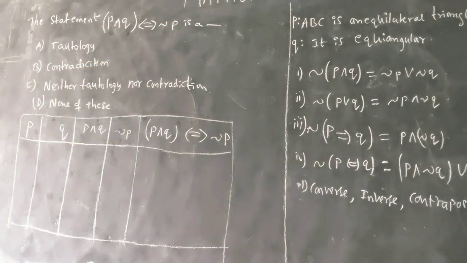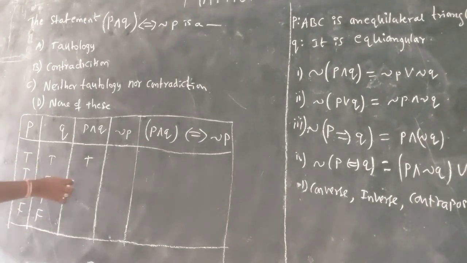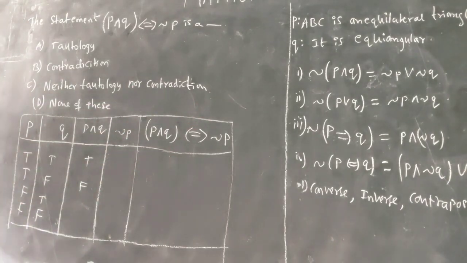Now we write the two columns: T, T, F, F and T, F, T, F. Then P and Q, what will happen? T, T will give you T. T, F will give you F, because if you have only one road, you need to reach home, so both gates must be open, then only you will reach. So T, F, F, F.